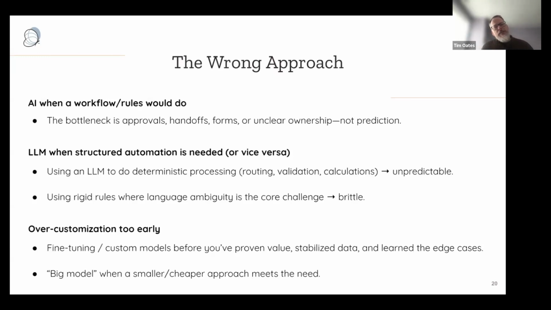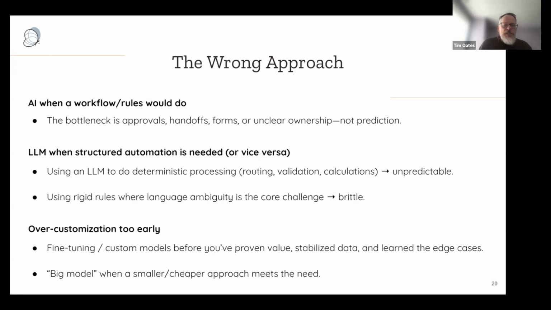The other thing that can be a problem is you need to understand, is it a structured data problem or is it an unstructured data problem? So, for example, if you've got some deterministic processing, like I need to route things or do validation or do some fancy calculations, using an LLM on that is not good because LLMs in general are going to be unpredictable. You would want to use something that's a bit more controllable, and a bit more deterministic.